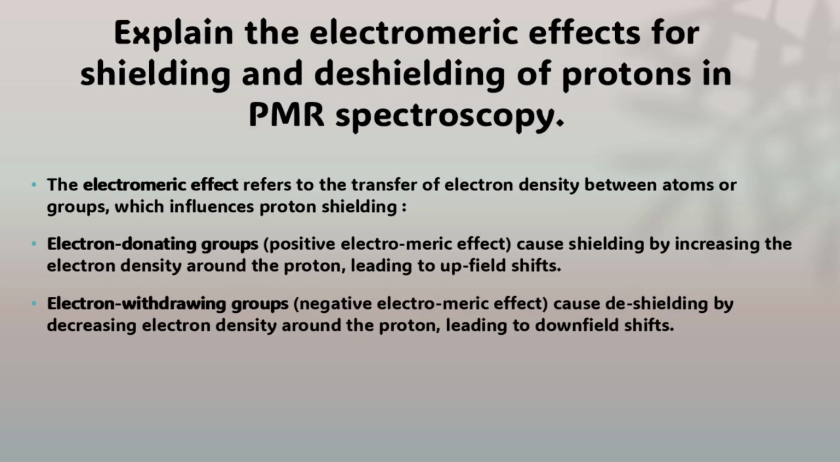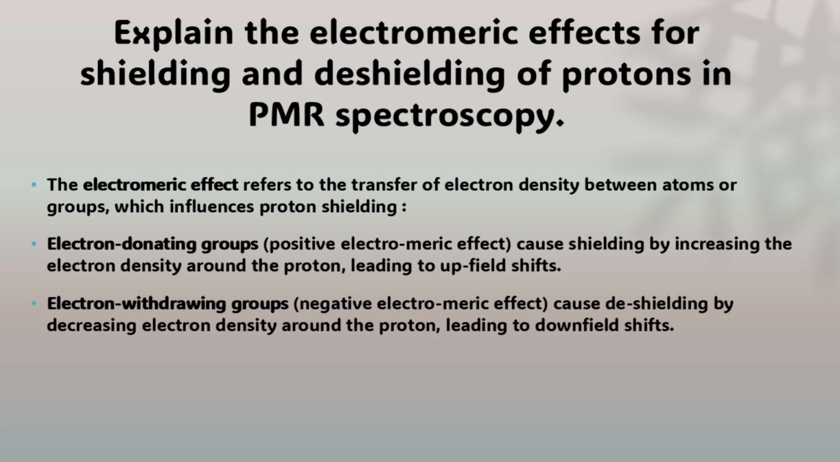The next question is question number 37. Explain the electromeric effects for shielding and deshielding of protons in PMR spectroscopy? The answer to this question is, the electromeric effect refers to the transfer of electron density between atoms or groups, which influences proton shielding.